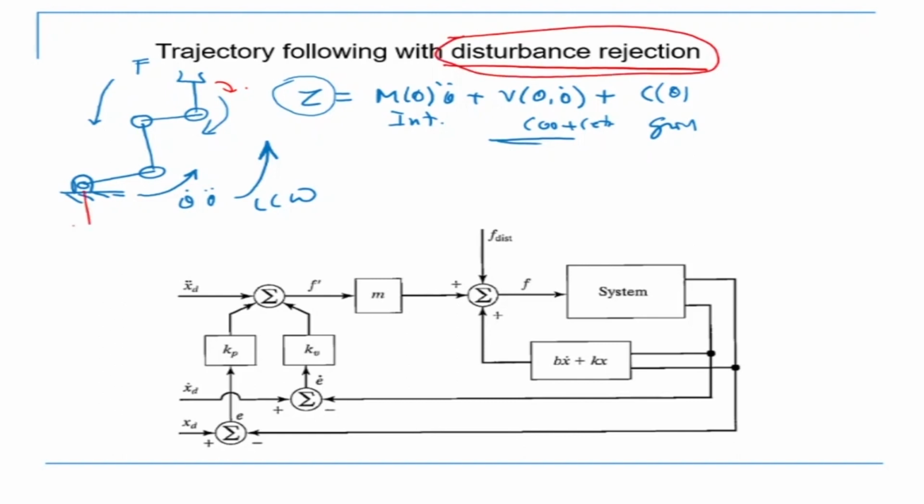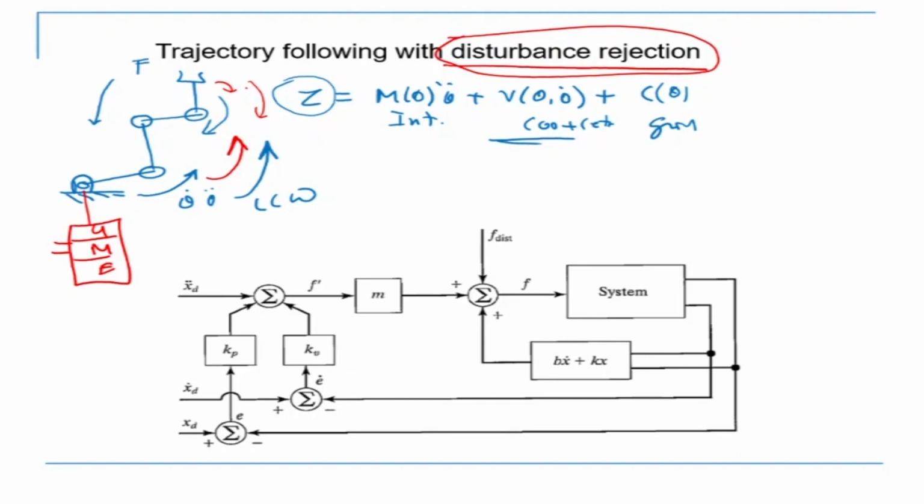Suppose I have independent joint control. I have a motor, encoder, and a gear sitting here. I'm controlling the motor to rotate the joint counterclockwise. But because of this inertia, Coriolis, centrifugal, and gravity forces which are going in the other direction, they tend to oppose the controller, and that is basically a disturbance.